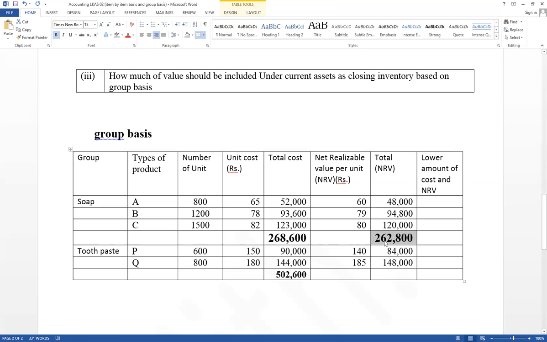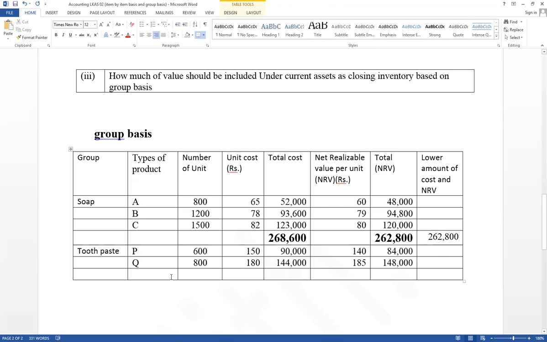Then take the lower amounts. Think about soap; that is a group. There are 3 items available. Its cost value is calculated as quantity into unit cost price, and the total NRV is calculated as unit NRV into quantity. Then for the soap category group, compare its cost value and its NRV and take the lower amount. Therefore, the lower amount equals 262,800. That is the value that should be included.